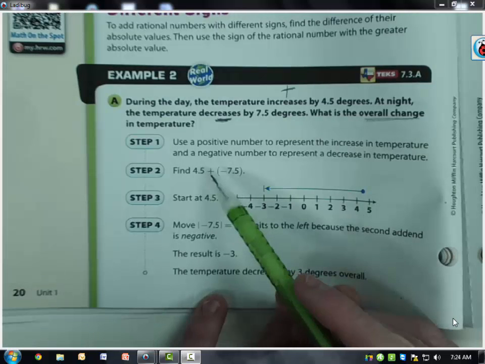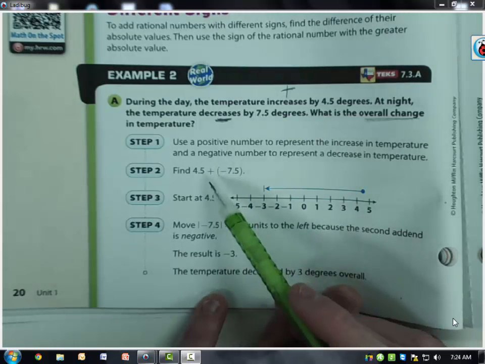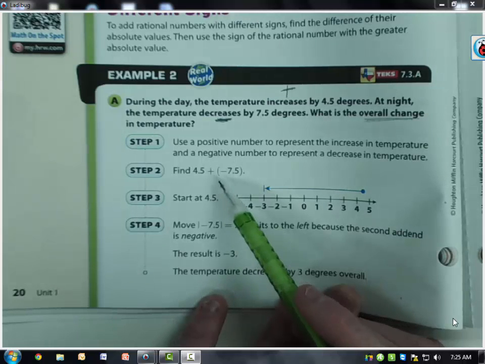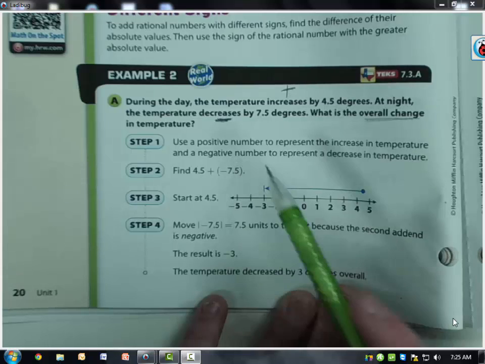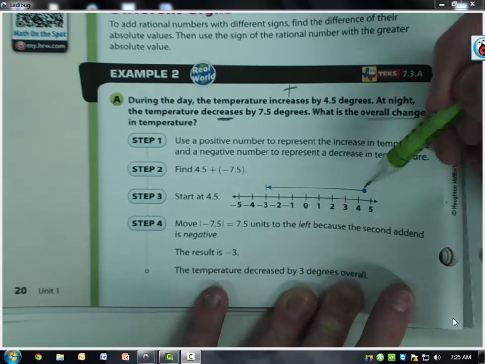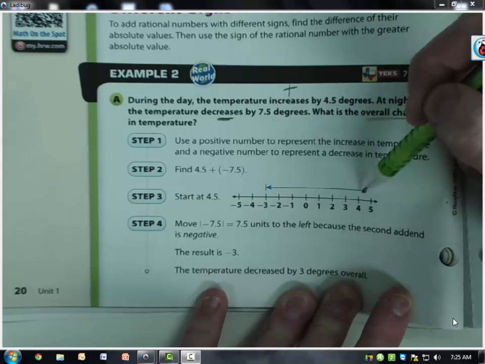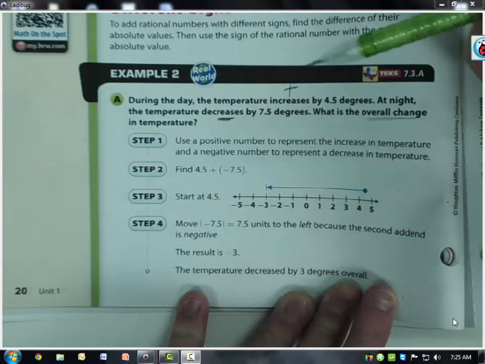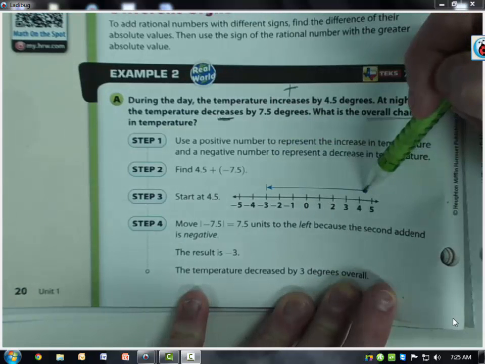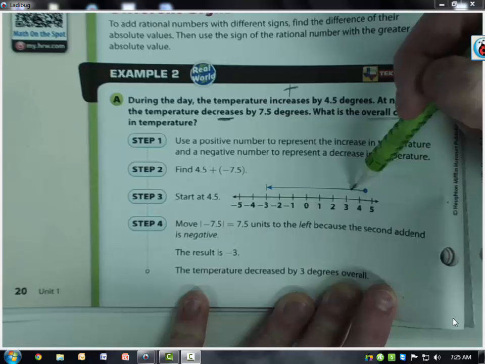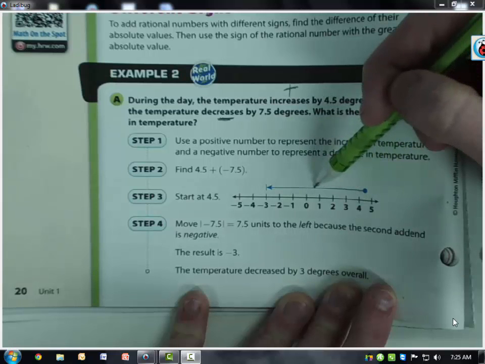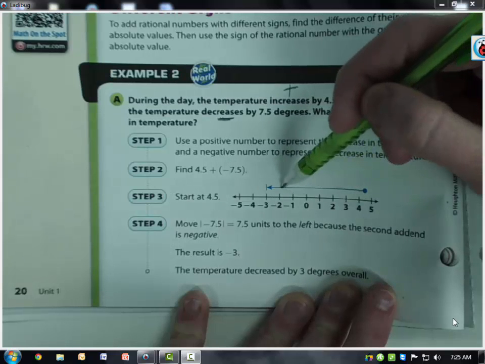But we're going to be using number lines today, so we're going to start at 4.5 and move over 7.5. If I move over 7.5, I go 1, 2, 3, 4, 5, 6, 7, and a half. So I moved over 7.5 and I landed on negative 3. Alrighty, let's move on to the next one. Let's try this one.